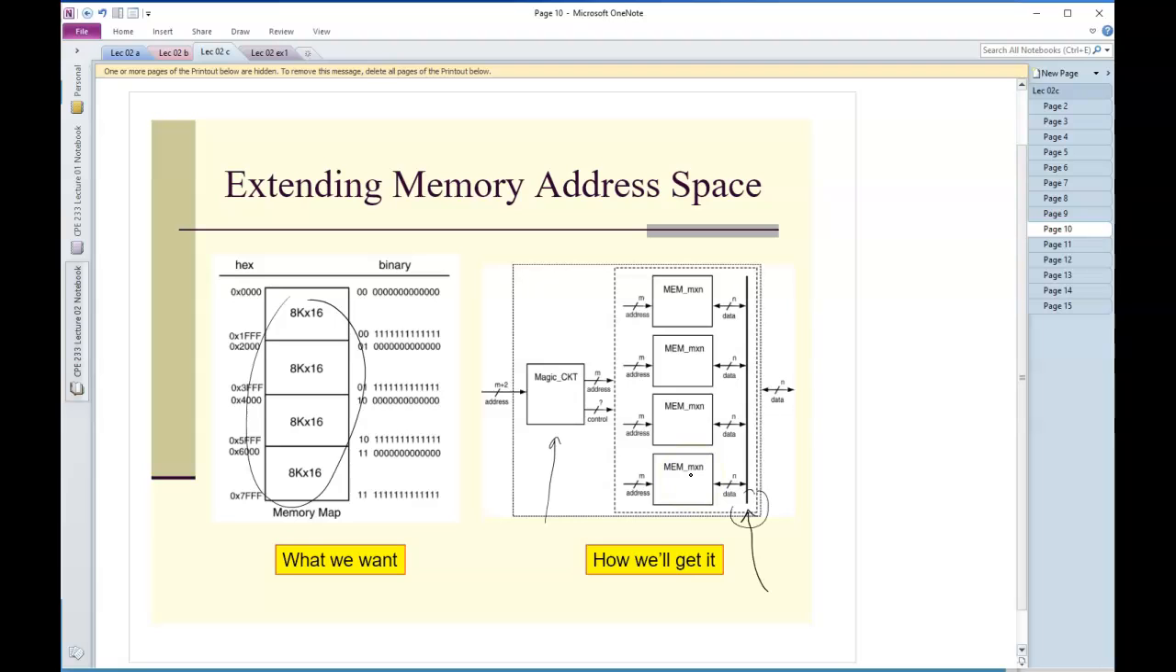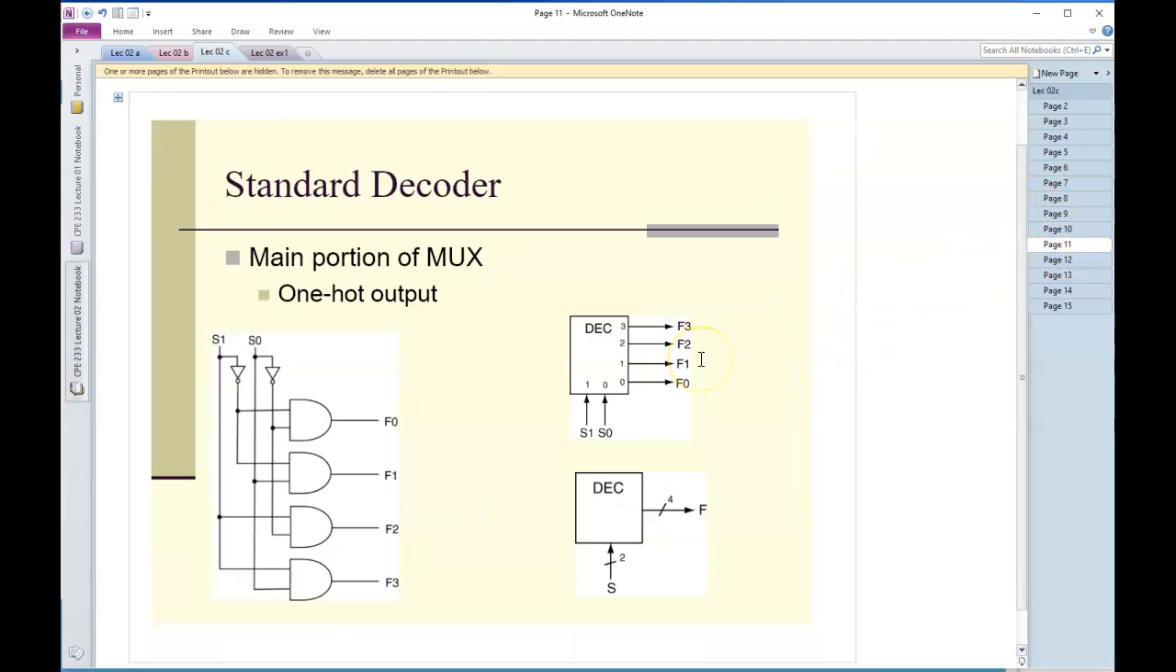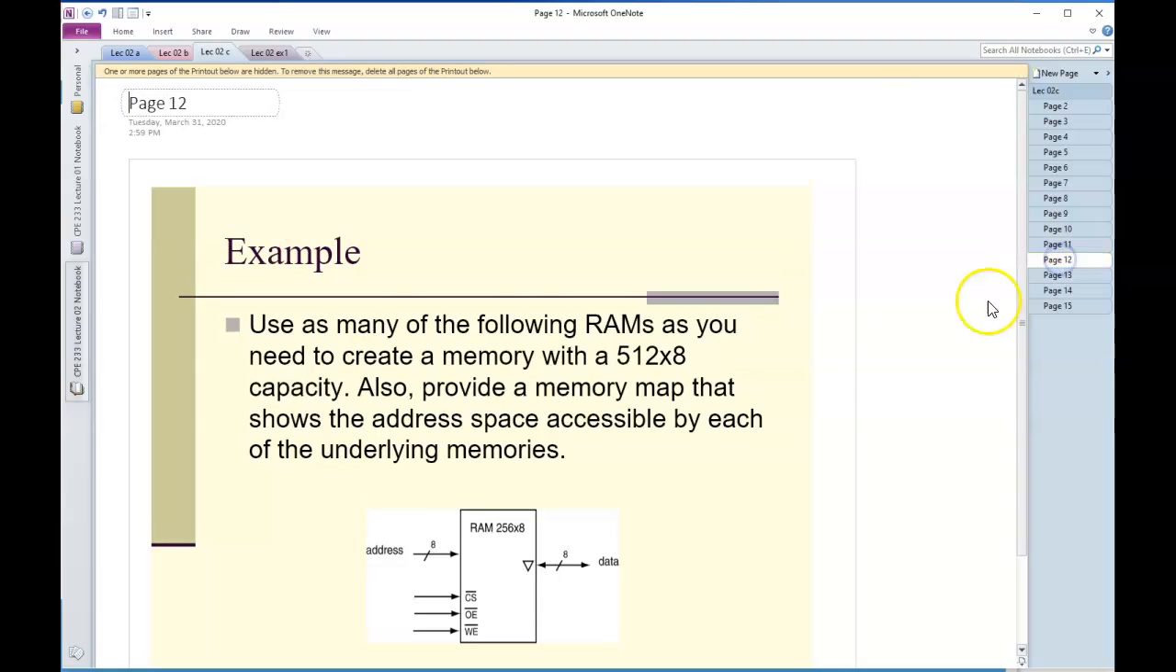So the magic circuit we're looking for is something hopefully you remember, a standard decoder. This is a standard 2 to 4 decoder here. The way this circuit is set up, only one of these outputs can possibly be on at any given time. So if you remember, this kicks out a one hot output, which is what we're looking for. We're looking for a circuit that turns one thing on and all the other things off. A standard decoder is perfect for it, and we didn't really use it too much in 133, but this is where it's used quite a bit in working with memory.